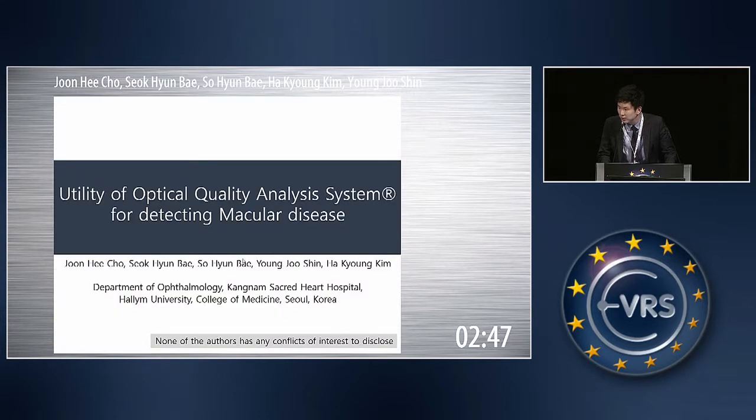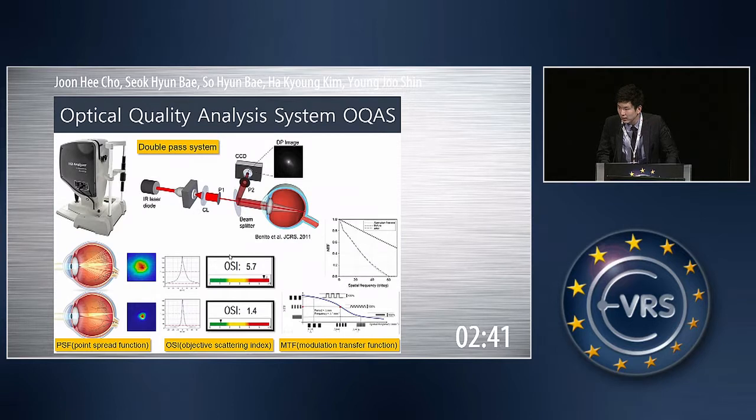This is about the machine OQAS, Optical Quality Analysis System, as a utility for detecting macular disease. OQAS is a machine that can measure visual quality by detecting ocular scatter and aberration using the double pass method. OSI, the objective scattering index, is calculated. It's a value where, the higher it goes, the more ocular scattering is occurring.